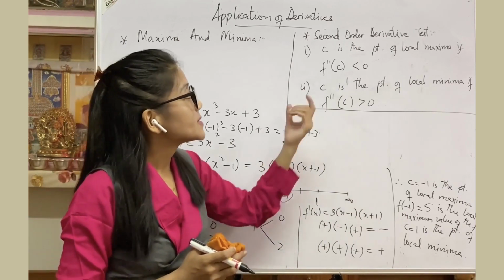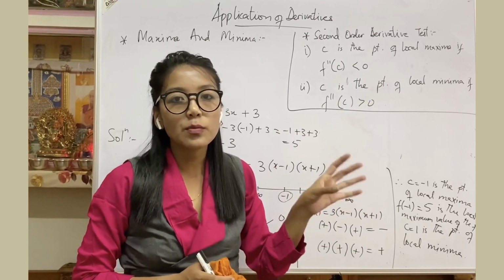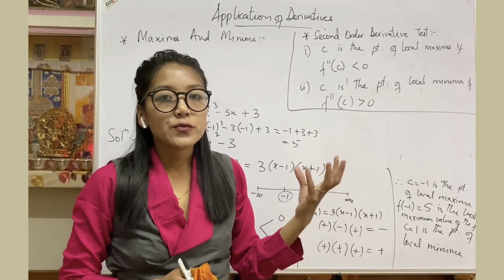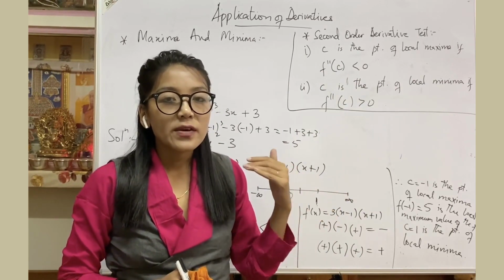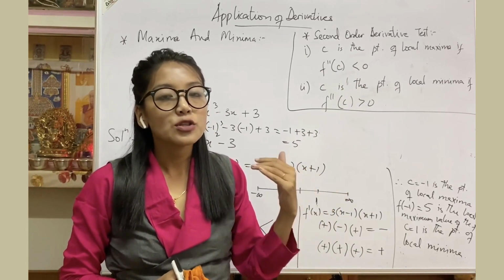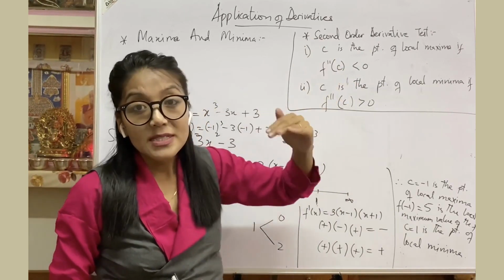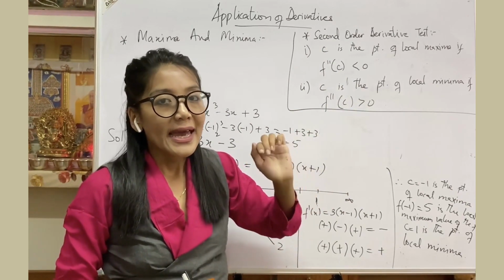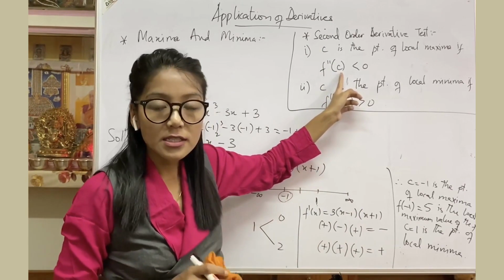Whereas in case of second order derivative test, it's quite simple. You have to find out the critical point. Up to that, it is same. The critical points are the points of local maxima and minima. So you have to find the critical points, and to check whether the critical point is the point of local maxima or minima, you will find out f double dash x, that is, the second order derivative. Then you will check the sign of f double dash x at that critical point.